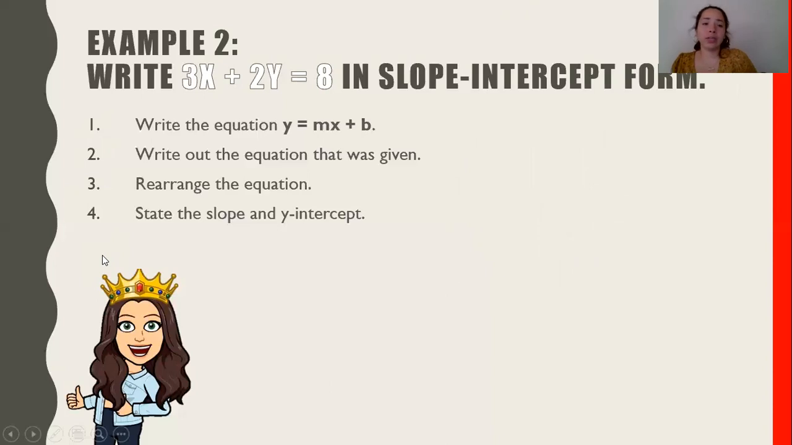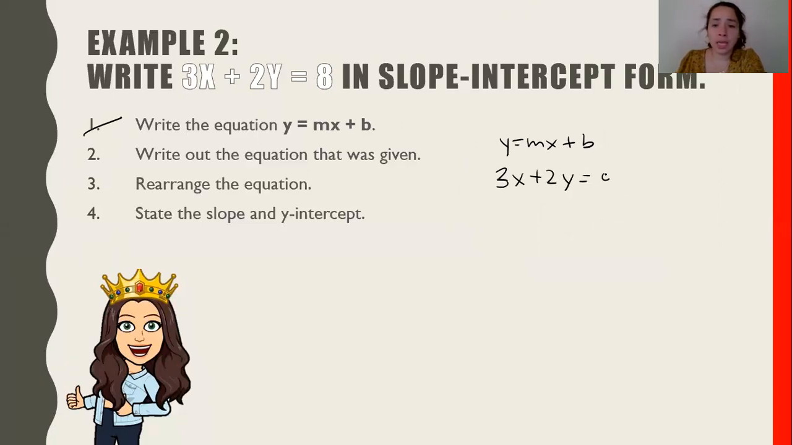So let's look at another example. Again, following those same exact steps, I'm going to write y equals mx plus b, just as a reminder that that's what we're doing. I'm going to write out the equation that was given, which was 3x plus 2y equals 8. And then we're going to rearrange the equation to make it look like this. So again, the point is to get y by itself.